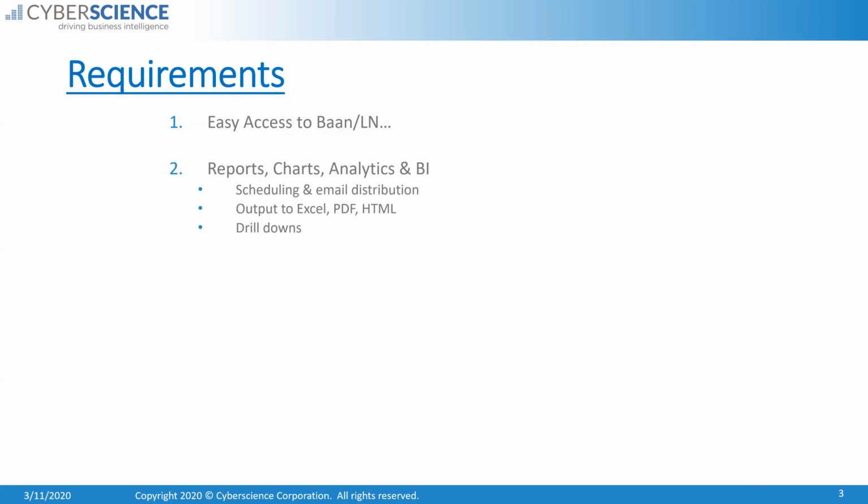The number two thing we hear is people want to be able to do all kinds of reports and charts and analytics, as well as business intelligence. With ECQ, it's real easy to create a report, schedule it, and email distribution of that report, all in one step. You can output data in any format you want, whether it's Excel, PDF, or HTML. And today, people want reports that are live. They want to be able to drill down through the reports, and we'll show you how you do that with Cyberquery.